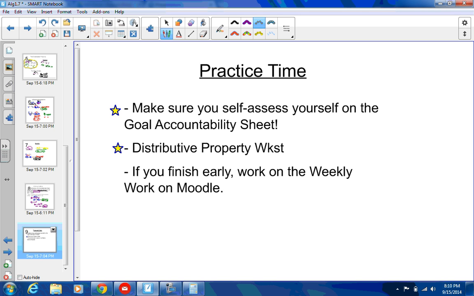And then if you finish that early and your self-assessment, make sure that you are going to Moodle and going under weekly work. There's weekly work from last week that you probably didn't finish because not many did. And then there's new weekly work for this week. I'm going to tell you right now, this will be graded. I will be grading some weekly work this week. So I do expect you to do as much of that as you can. There should never be any downtime today.